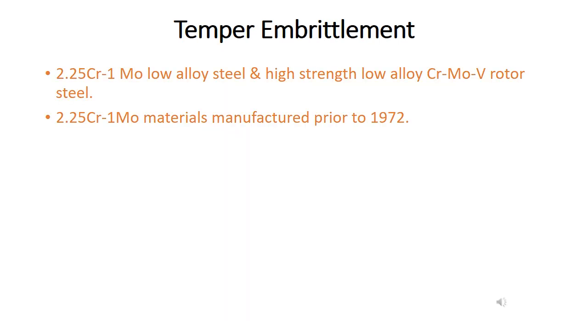Affected material: 2.25 chromium, 1 molybdenum low alloy steel, and high strength low alloy chromium molybdenum vanadium rotor steel. 2.25 chromium, 1 molybdenum materials manufactured prior to 1972.